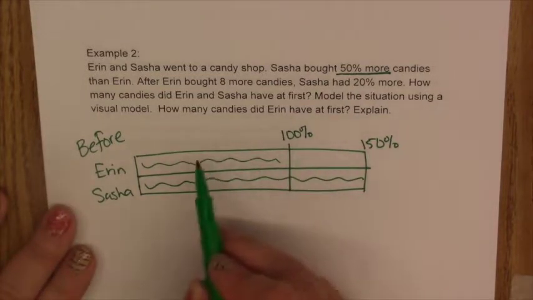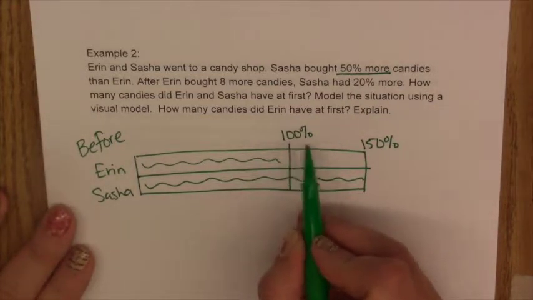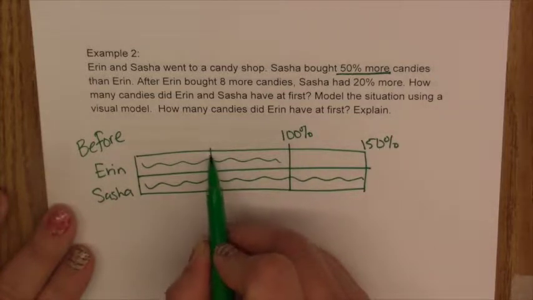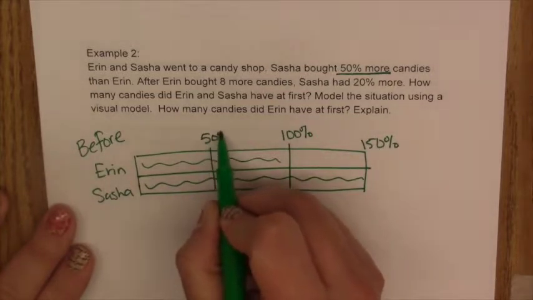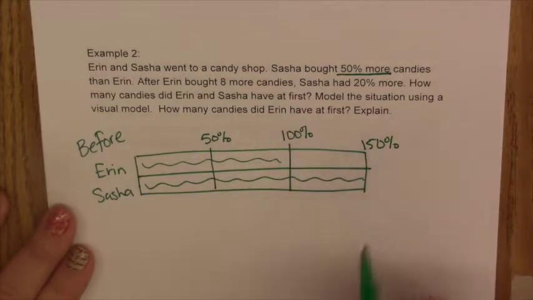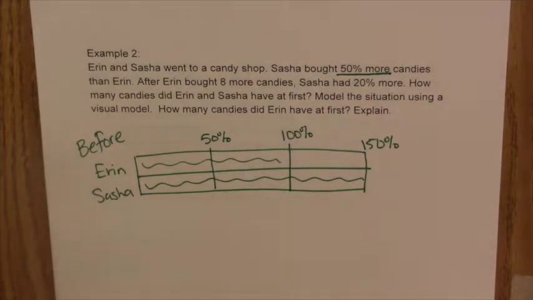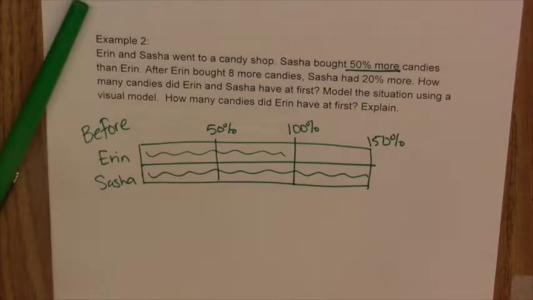So I'm going to go ahead and break up my line a little bit. I know I have 100 and 150. So I'm going to go ahead and break it up by 50. So 50, 100, 150. All right, so let's look at what happens after.